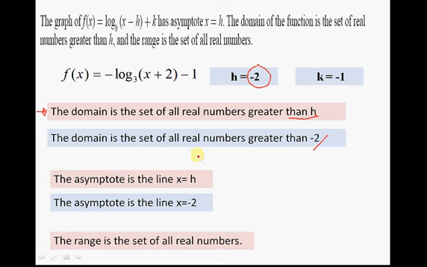The asymptote is the line x equals h. So we again replace h with what we know to be h, which is -2, and we can say that the asymptote is the line x equals -2. Straightforward. Let's take a look at the last definition. The range is the set of all real numbers. Look at this. We just did 3 pieces of the answer. Now we have this information. We can work on the graph.